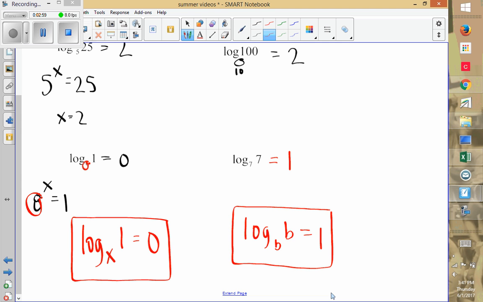Otherwise, you're just thinking, the base to what power? That's the question you're looking at. What power is the answer? Am I going to get the value that I have, what the log is?